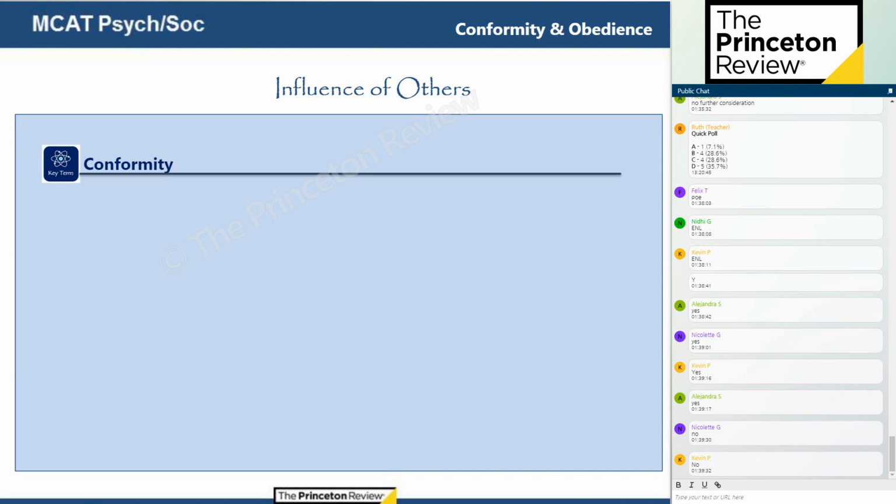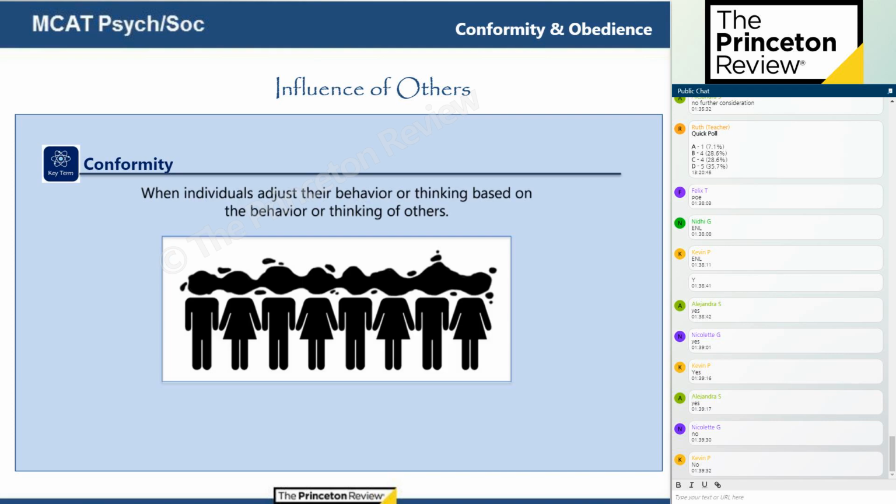Okay. Conformity. All right. This is all about when we adjust our behavior or thinking based on what others are doing and what we think they think of us.